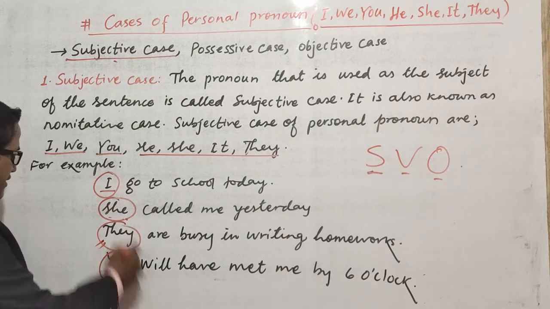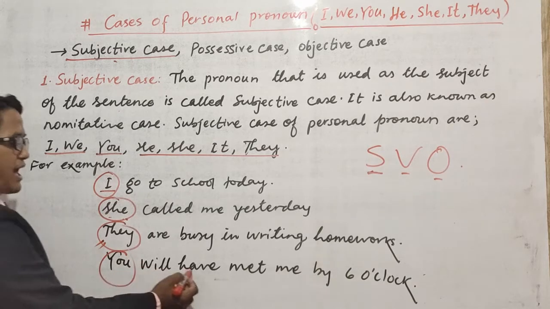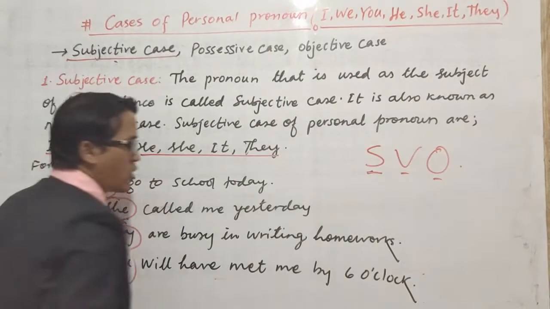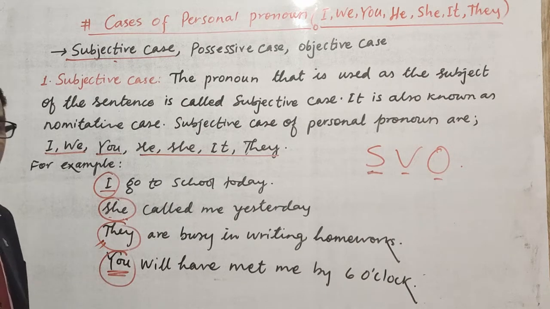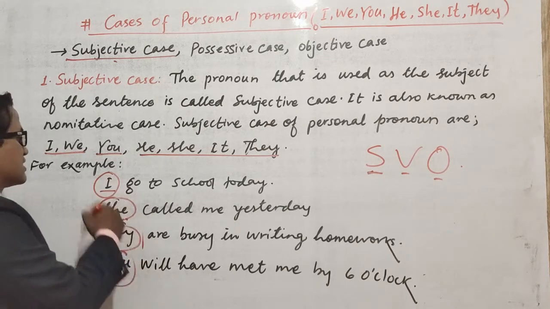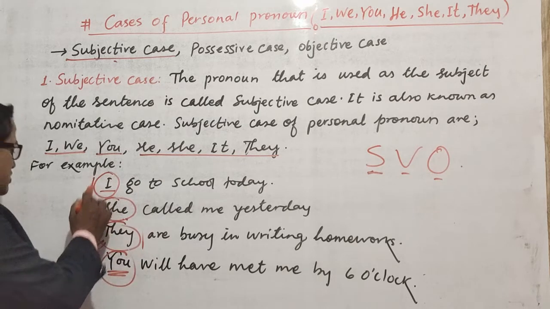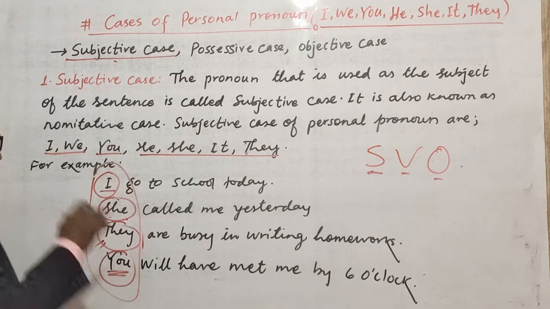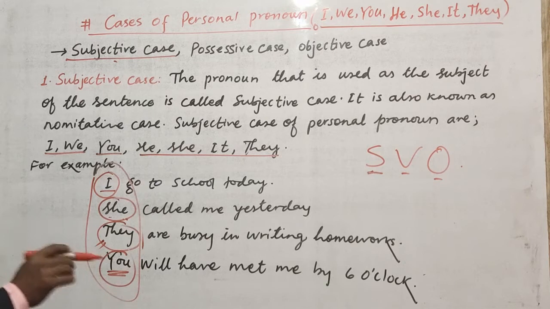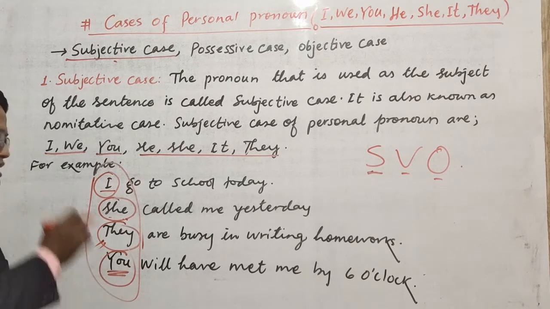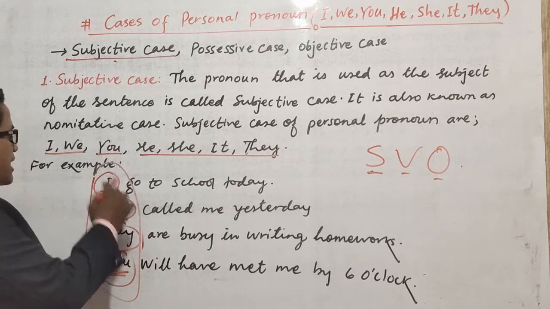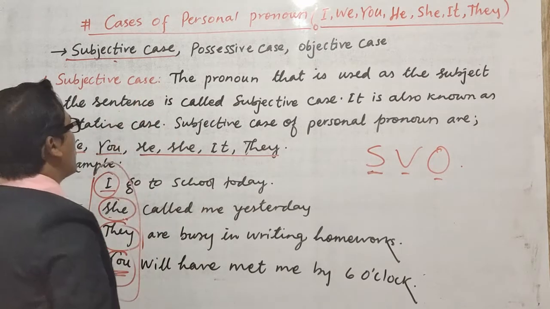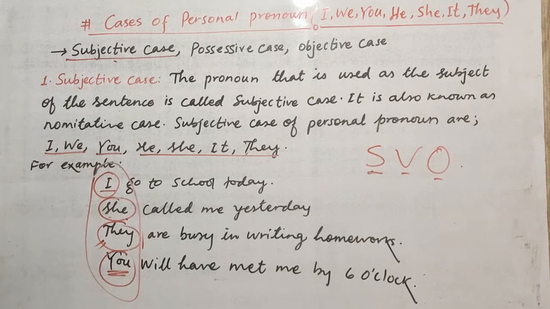Similarly, you can see here next, you will have met me by 6 o'clock. So you is functioning as subject in the sentence, so they are called what? Subjunctive case. All these words are always used in the sentence as subject. They act as the subject in the sentence, and these all are called personal pronouns in the subjunctive case.